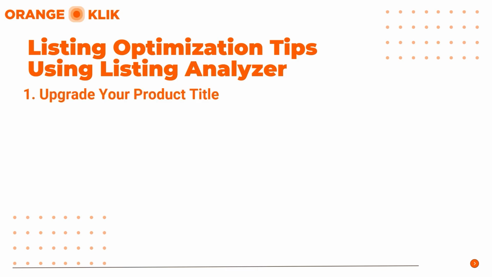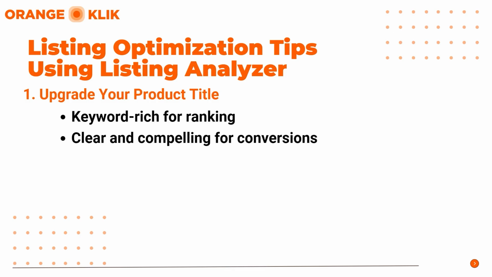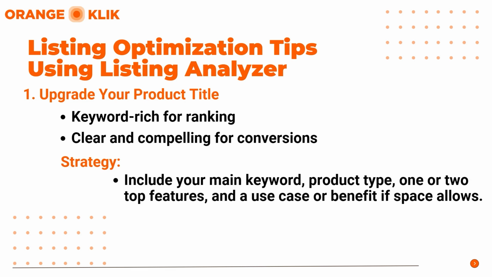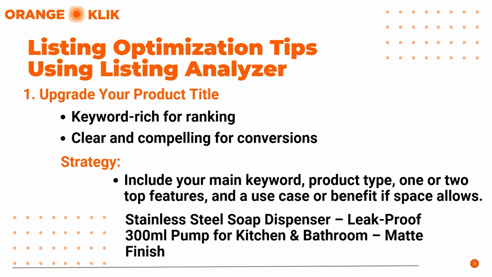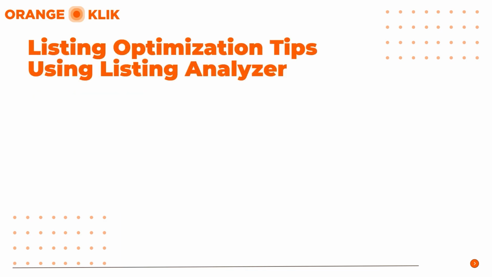Upgrade your title. Your title is the first thing both Amazon's algorithm and real shoppers see. It needs to be keyword rich for ranking, clear and compelling for conversions. The strategy here is to include your main keyword, product type, 1 or 2 top features, and a use case or benefit if space allows. An example would be stainless steel soap dispenser, leak-proof 300 ml pump for kitchen and bathroom, matte finish. The benefit? You rank for more relevant search terms and help shoppers understand your product at a glance.